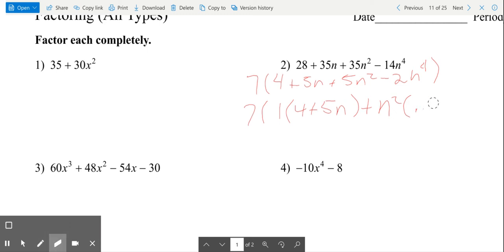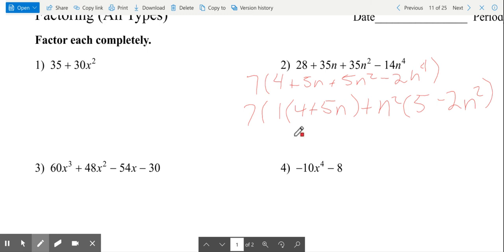Now, just looking at how this is going, I don't think that factor by grouping is actually going to work on this, which is fine because it's good to show you what happens when factor by grouping doesn't work, what that looks like. So you see I factored out the n squared here, so I have 5 minus 2n squared. If I were to distribute this back, I would get this. So notice that 4 plus 5n and 5 minus 2n squared are not the same thing. They're different, right?